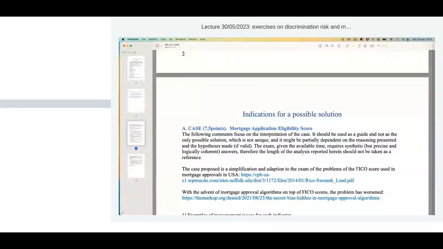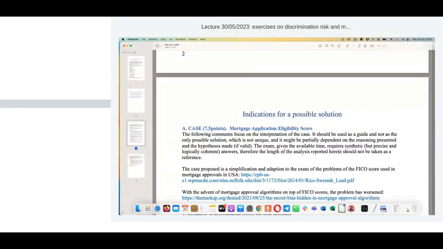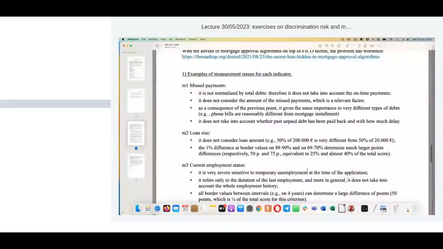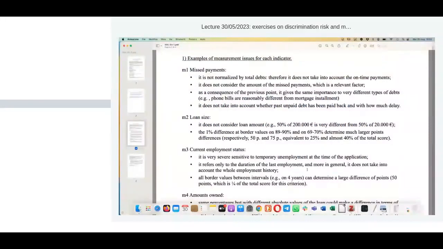And even putting predictive algorithms on top of the FICO score algorithm, the problems are still there. So there are still some issues to be solved in this domain. Here you find some examples of measurement issues that we will comment on quickly together. I remind you that when I ask for measurement issues, I ask for any issues along the measurement process that we analyzed through the course.